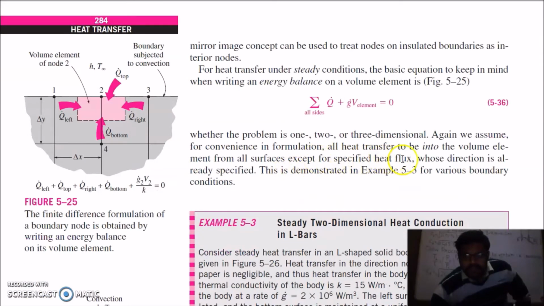So all heat transfer is into the volume element from all surfaces, except for specified heat flux, whose direction is already specified. If heat flux is given, then the direction is already specified. Otherwise, you have to consider that all heat transfer is towards this element.